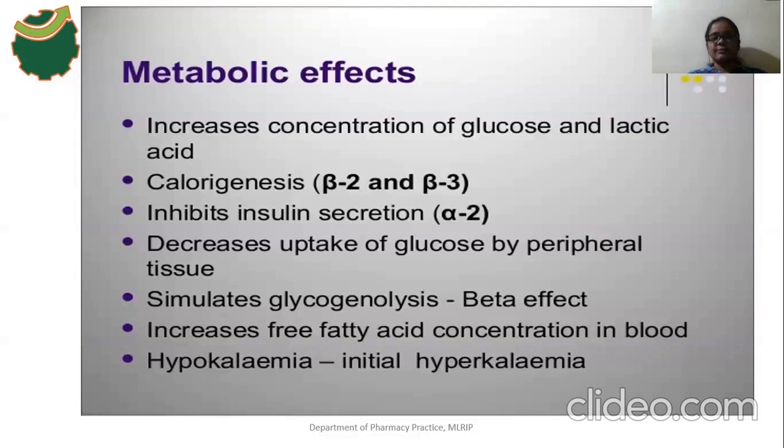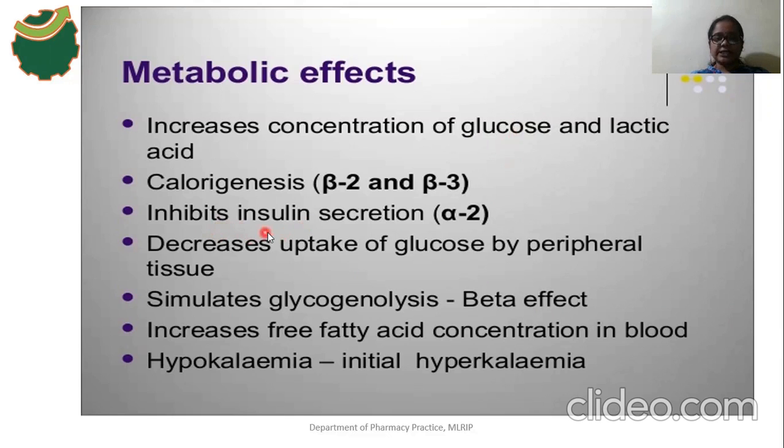Okay, and the next one is metabolic effects. What are the metabolic effects? They increase the concentration of glucose and lactic acid, meaning hyperglycemia occurs. Why? Because it stimulates glycogenolysis. What do you mean by glycogenolysis? Glycogenolysis means the breakdown of glycogen into glucose molecules. Glycogenolysis occurs due to the beta effect. As a result of glycogenolysis, the glucose levels in the blood increase, which is called hyperglycemia. And one more reason is that it decreases the uptake of glucose by peripheral tissue. When the uptake of glucose by peripheral tissue decreases, the availability of glucose in the blood also increases, which is called hyperglycemia.